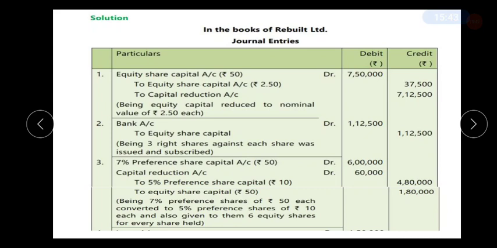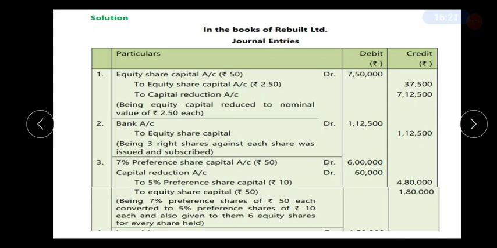So how to cancel it? Normally equity share capital has a credit balance. If you debit it, it is going to be cancelled. To reduce any liability item, you need to debit it. To reduce any asset item, you need to credit it. Equity share capital is a liability item, or a capital item. To increase the capital, credit it. To decrease the capital, debit it. Earlier it was a credit balance. By debiting it, we are removing it. So equity share capital account debited 7,50,000.